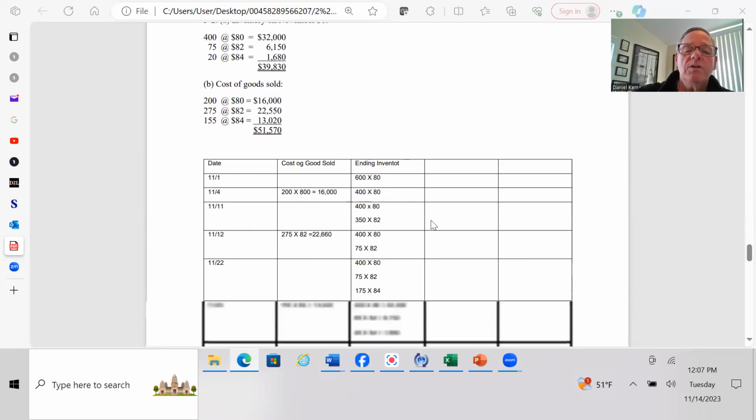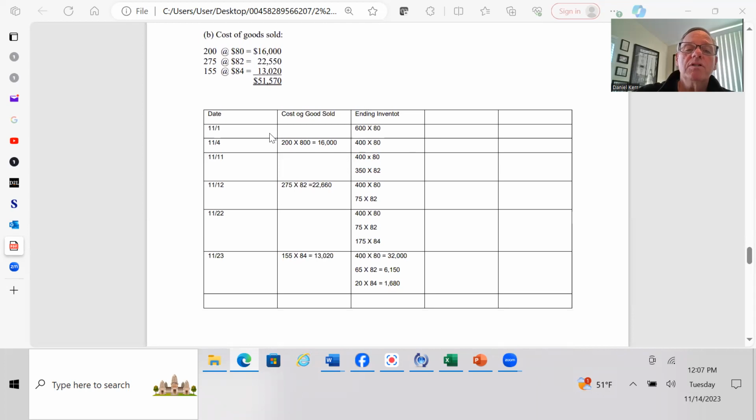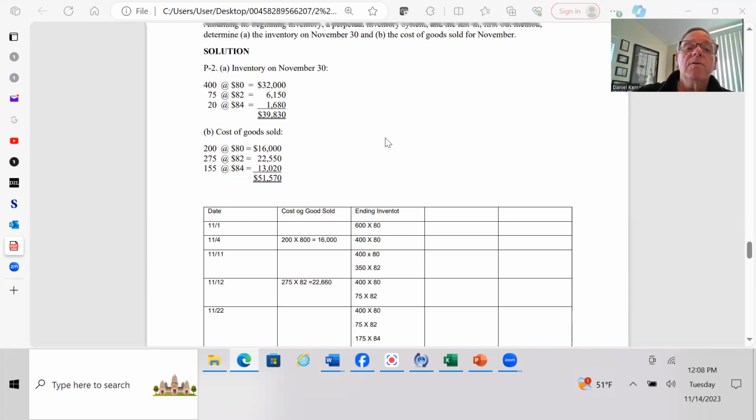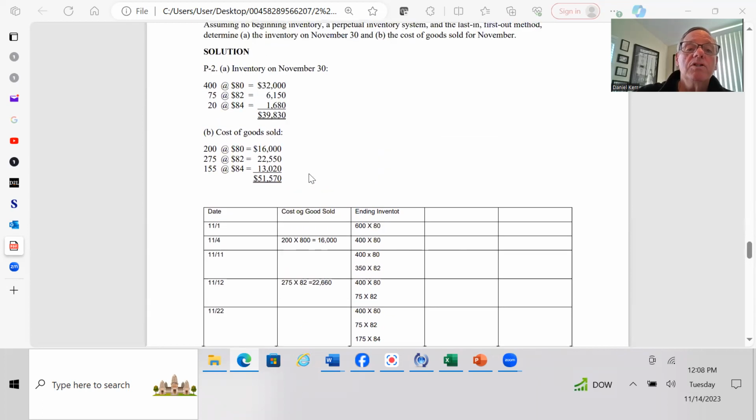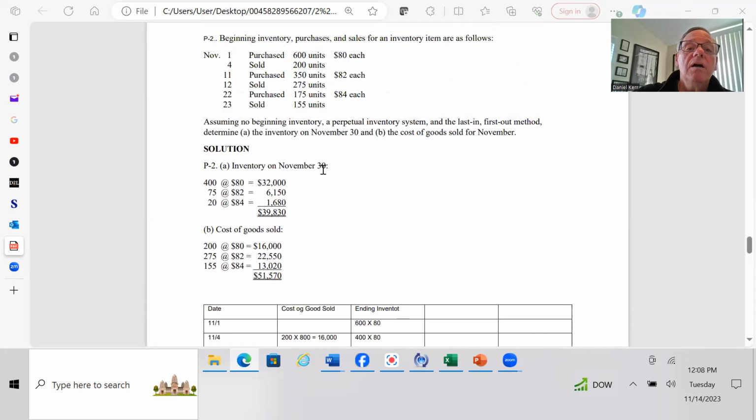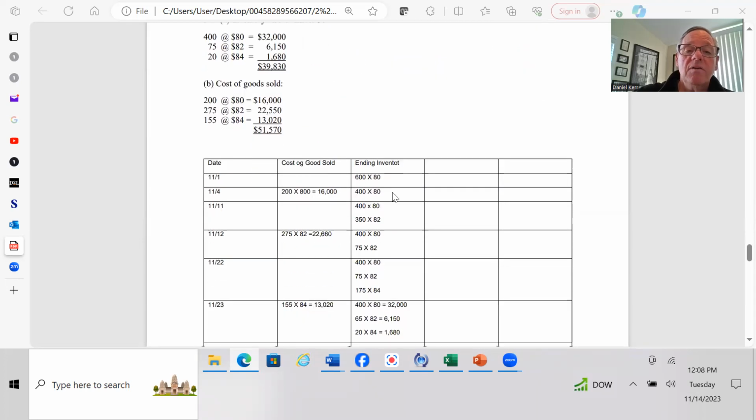So remember, under the perpetual inventory system, every time you record a purchase or sale of inventory, you've got to adjust the inventory and adjust the cost of goods sold. So here's the stuff that we originally had, the original purchase. And then we sold, of those 600 units, 200, which means we had 400 left. And then on the 11th, we purchased another 350 units. So here is 350 units times 82. And on the 12th, we sold 275 units.